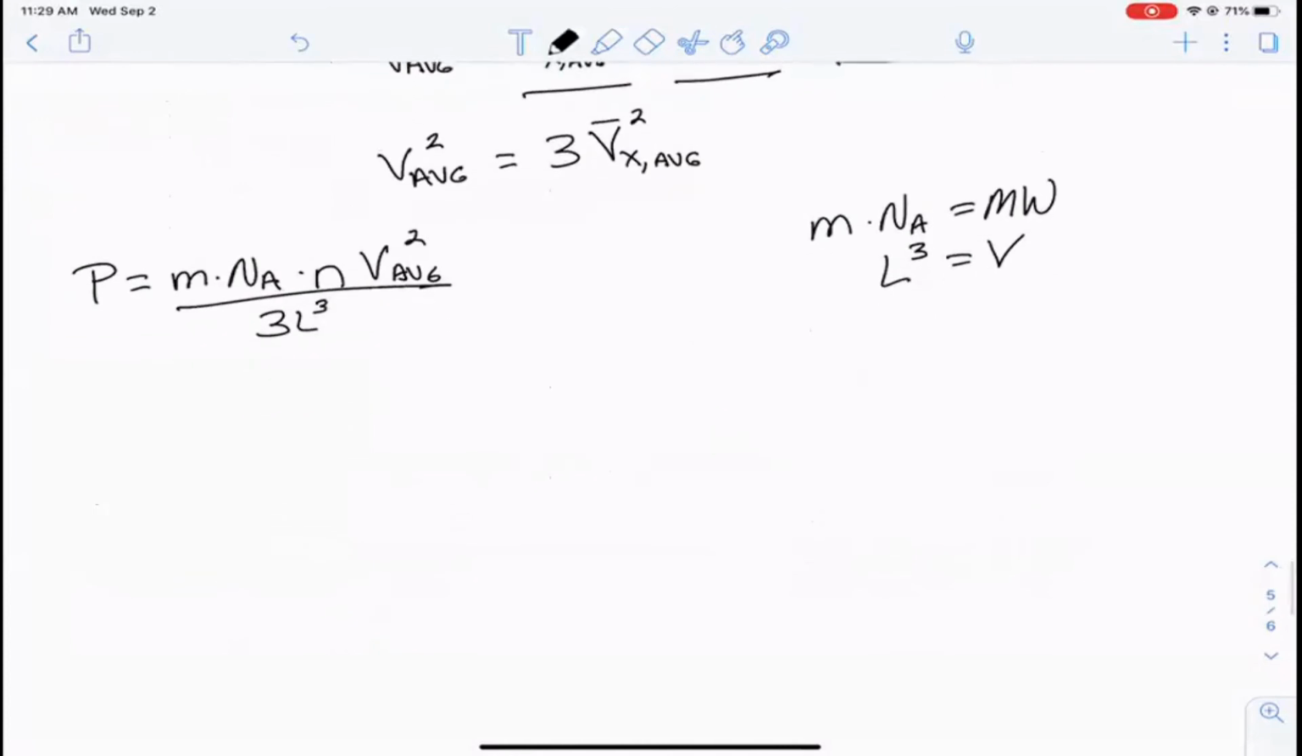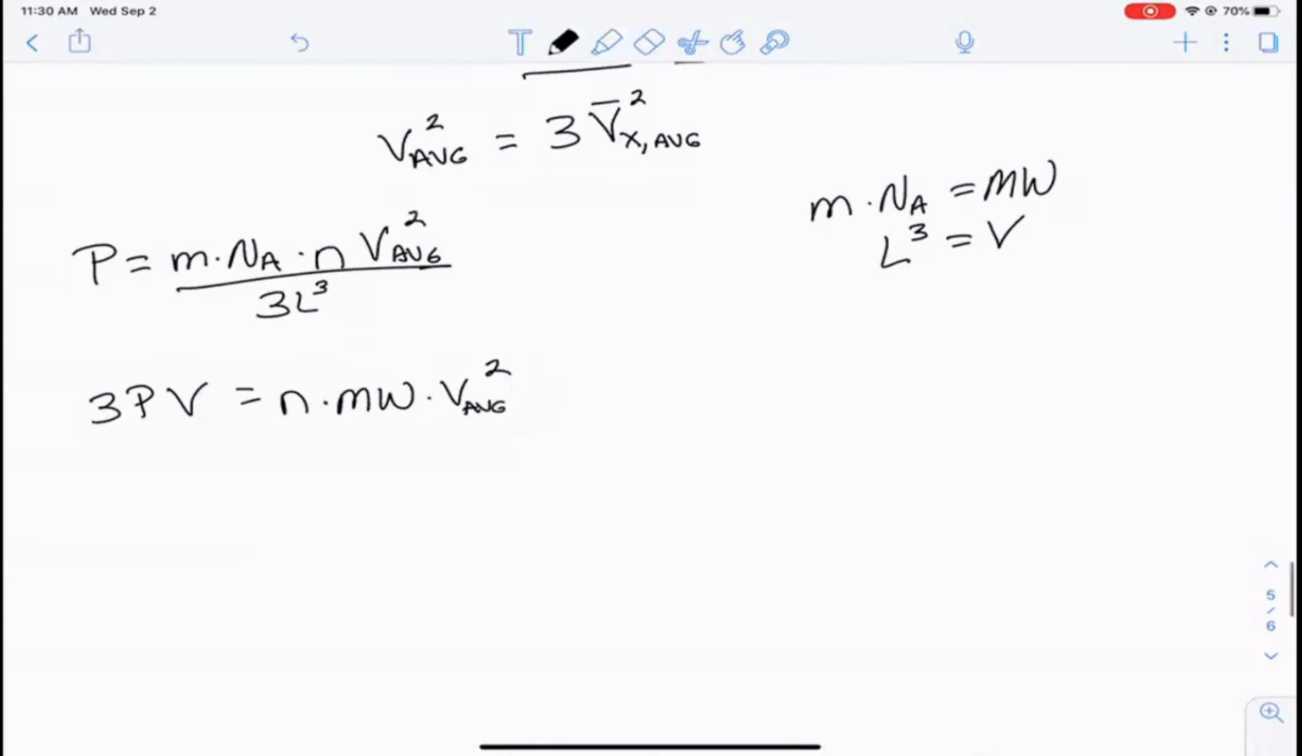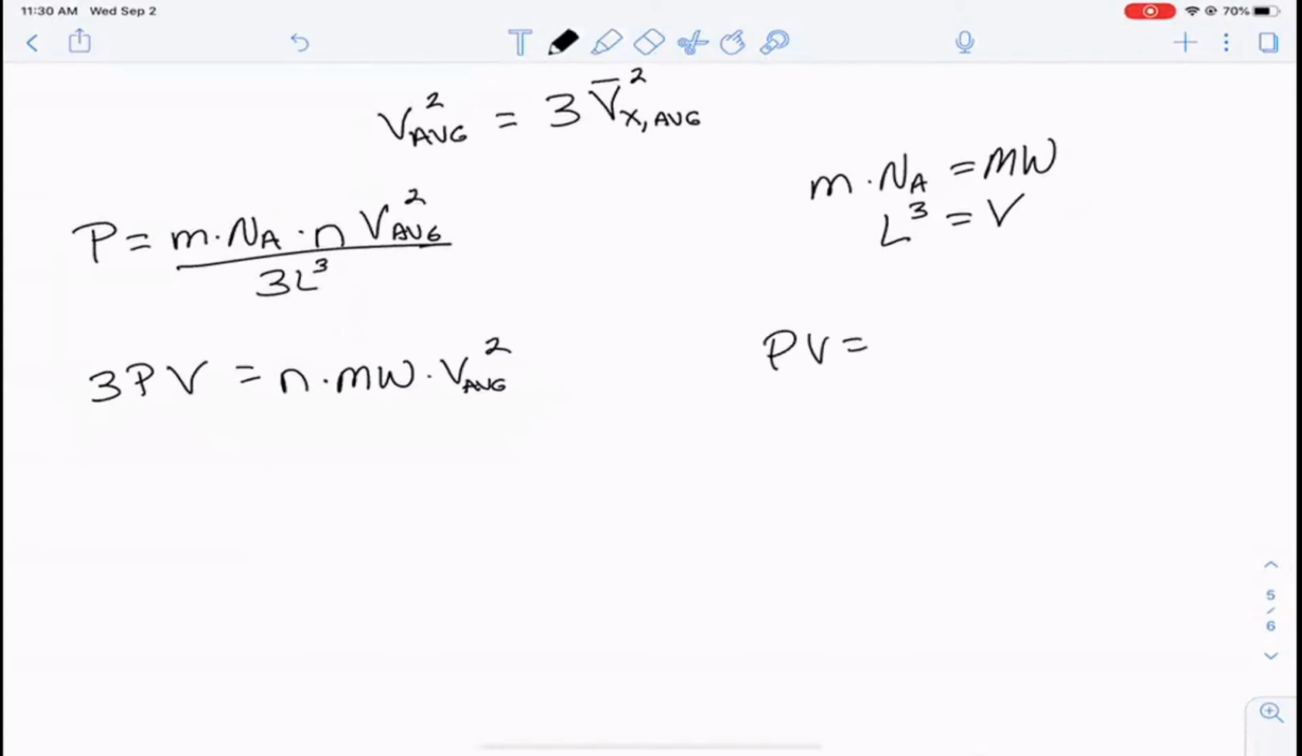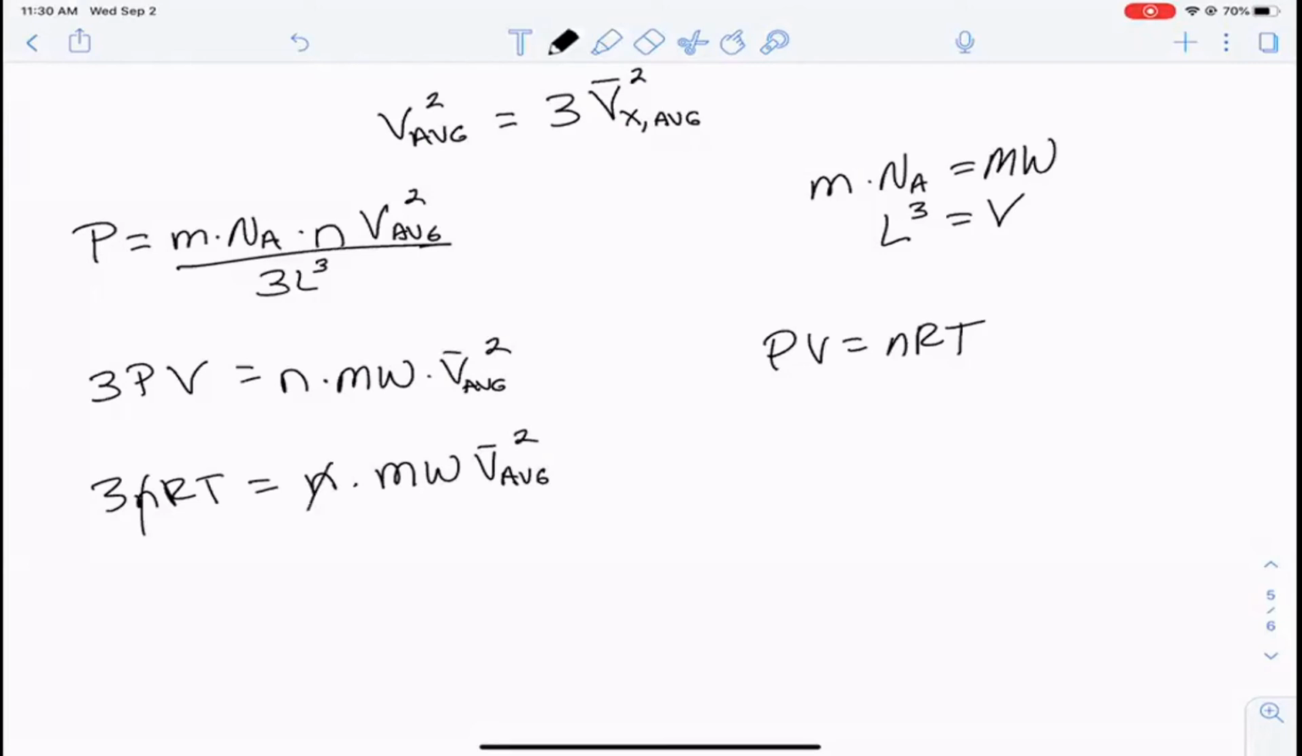So if I substitute those in here, what we find is that we have 3 times P times V, because L cubed just became V, equals N times the molecular weight times the average velocity squared, okay? And now what we're going to do is apply the ideal gas law. So PV equals nRT. So that means that 3nRT equals N times the molecular weight times the average velocity squared. And so these n's cancel, and we're simply going to solve for the average velocity.